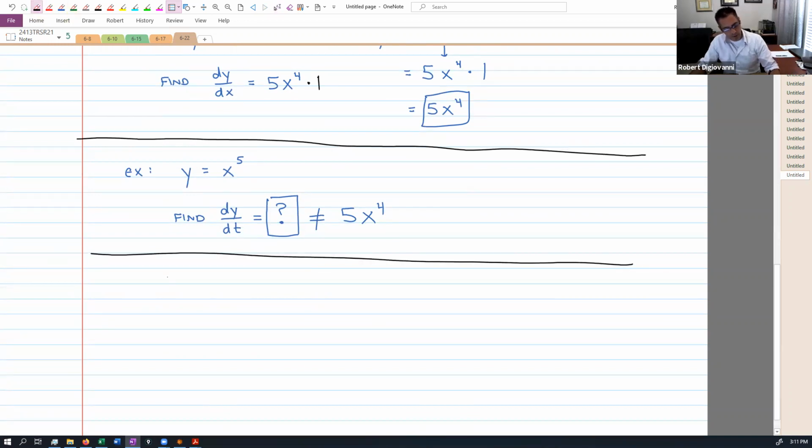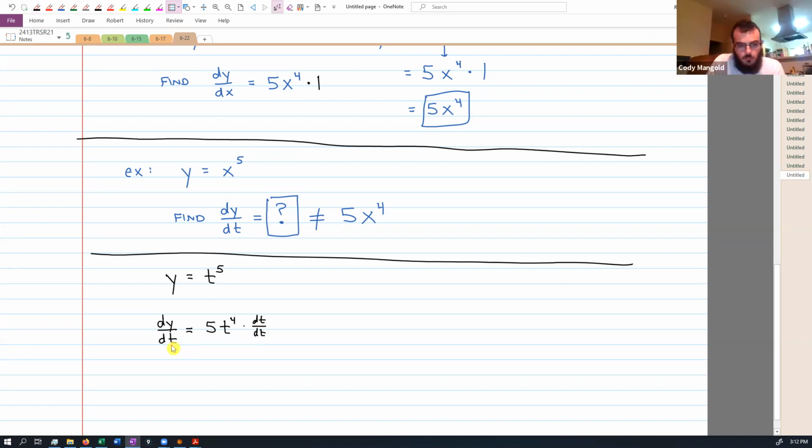So if this had been y equals t to the fifth, then yes, dy/dt would be equal to 5t to the fourth, because what you're doing is taking the derivative of something to the fifth power, so the 5 comes out, t to the fourth, then you take the derivative of t. Now, Cody, what is the derivative of t with respect to t? 1. So yeah, it's 1. So this winds up being 5t to the fourth.